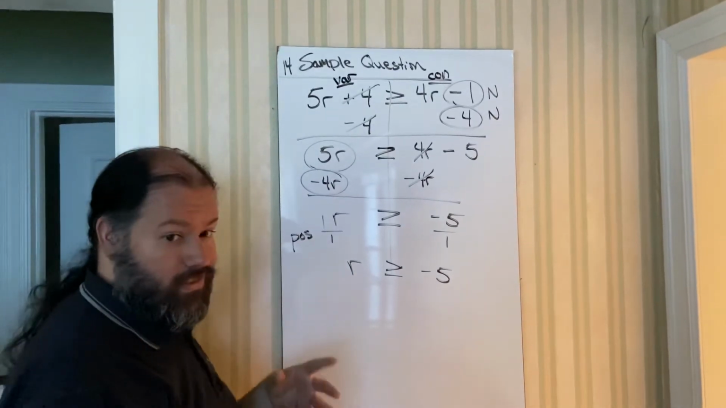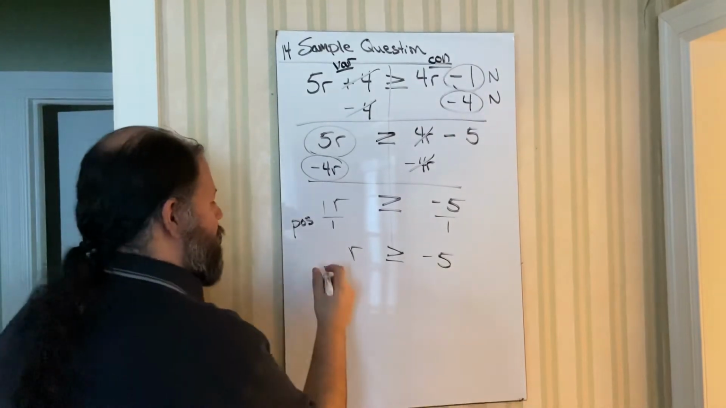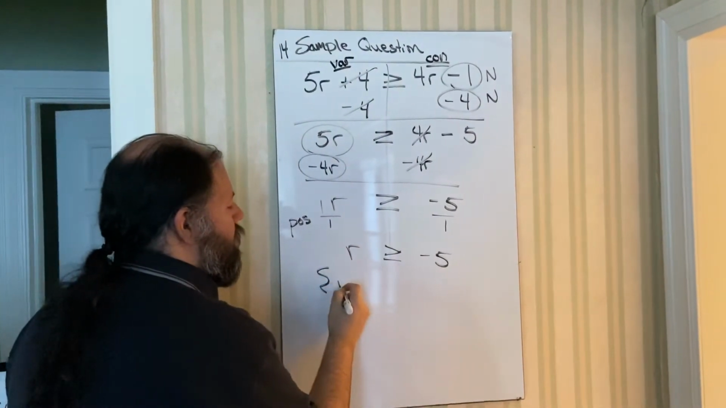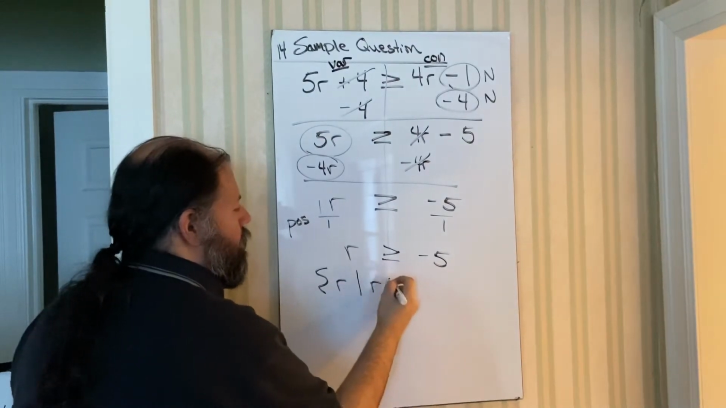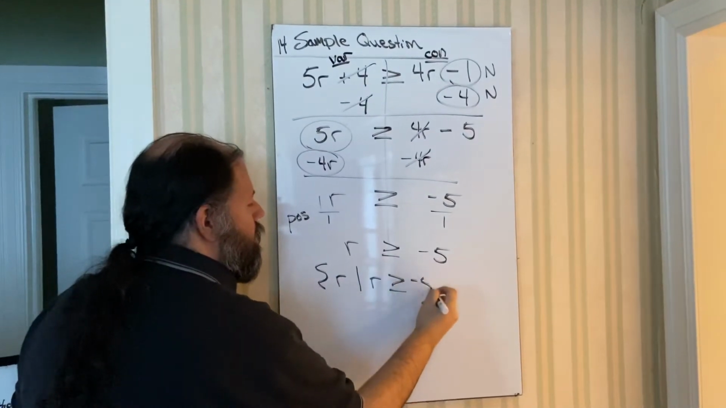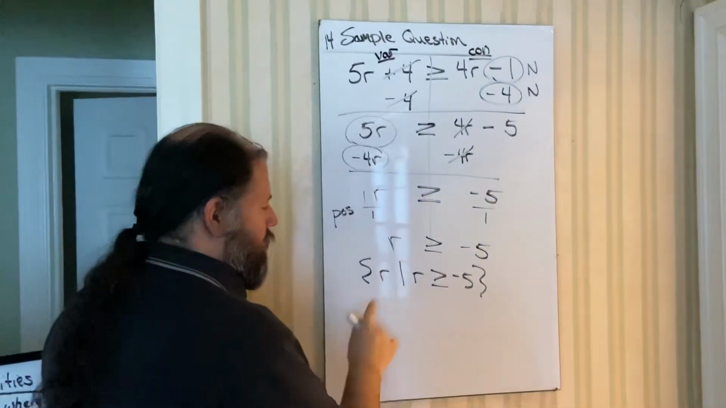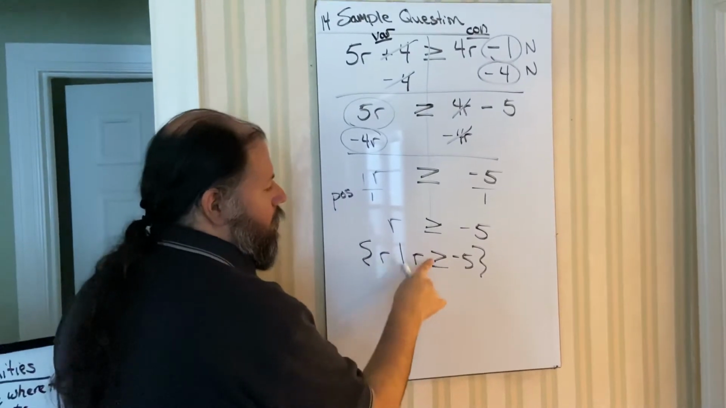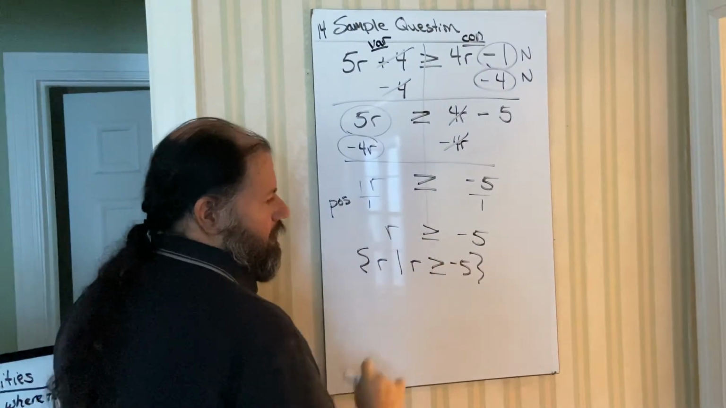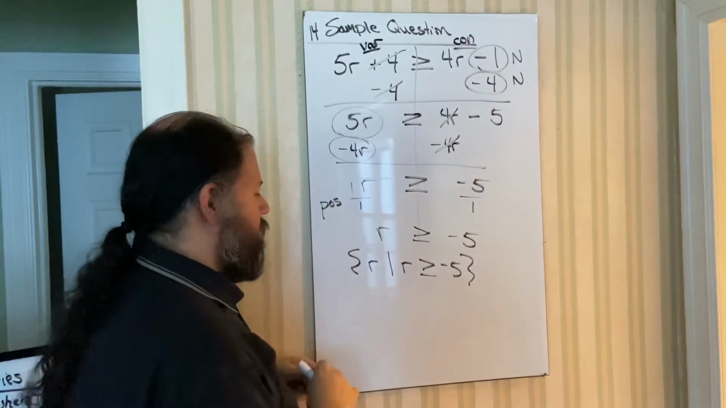This is not considered solved because it's not in set builder. Make sure you do your squiggle, r, such that this whole thing. And then squiggle again. This is your set. This is saying r, given that r is greater than or equal to -5. That's your solution set. Now graphing.